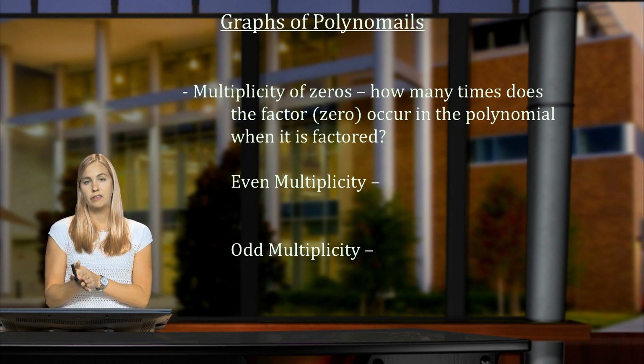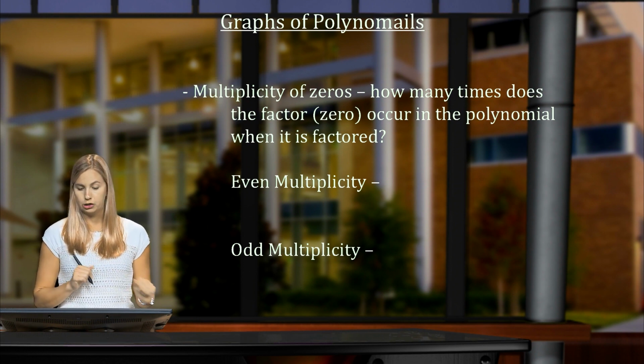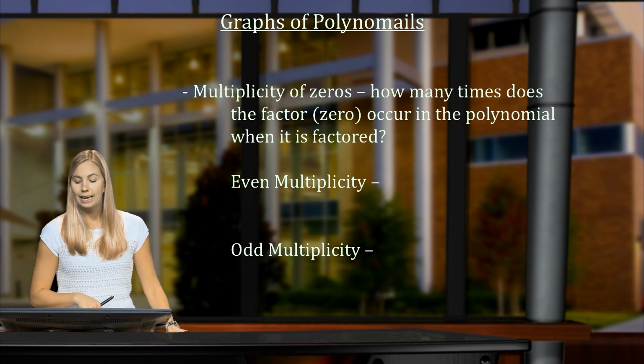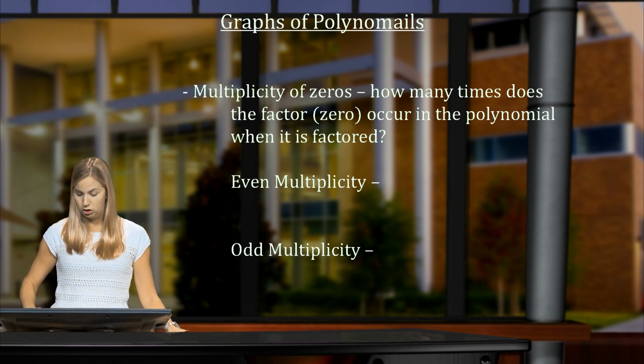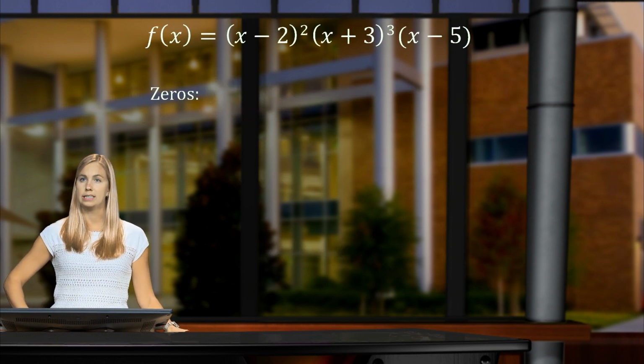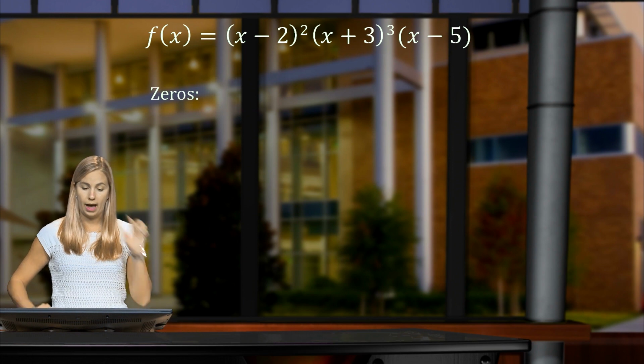The multiplicity of a 0, again, a 0 is your x-intercept, so the multiplicity of a 0 is how many times that factor occurs in the polynomial when it's factored. So I'm going to go to this next example real fast so we can talk about that.